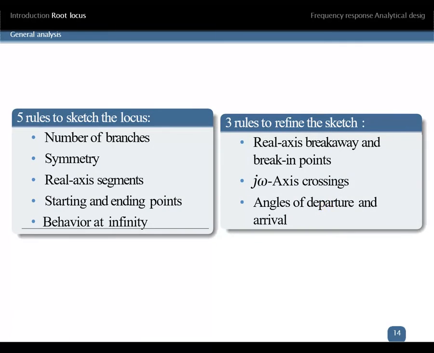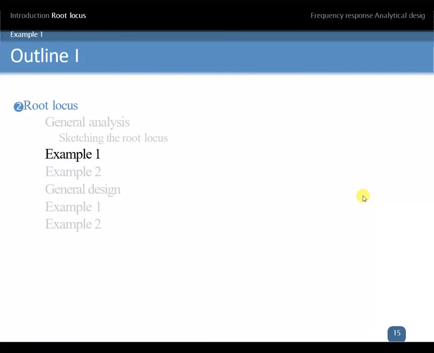If you see, the root locus does not change when implementing the 8 rules that we saw in EE312: the first 5 rules to sketch the root locus and the 3 rules to refine the sketch. First is the number of branches, symmetry, real axis segments, starting and ending points, behavior at infinity, and then the real axis breakaway and break-in points, finding the j omega axis crossing, and angles of departure and arrival.